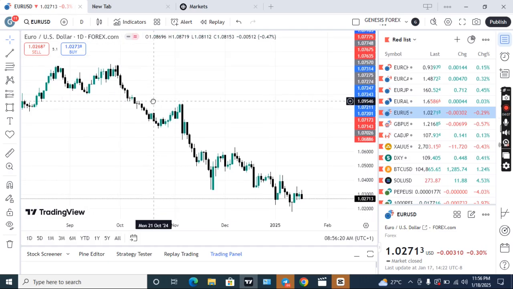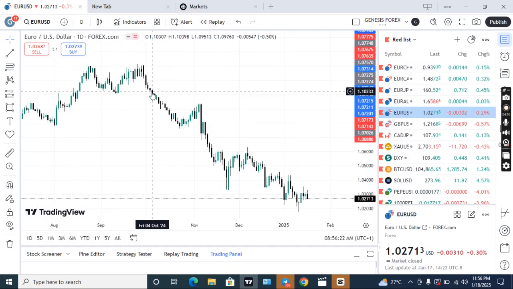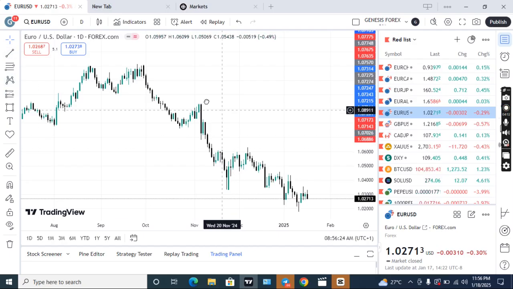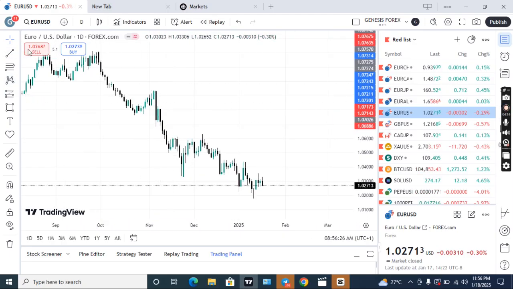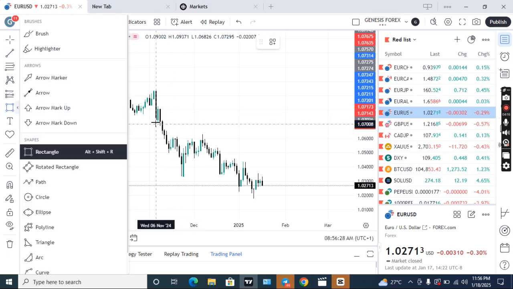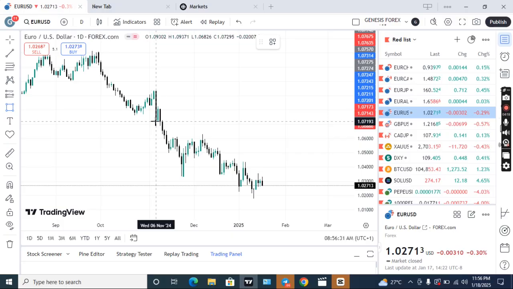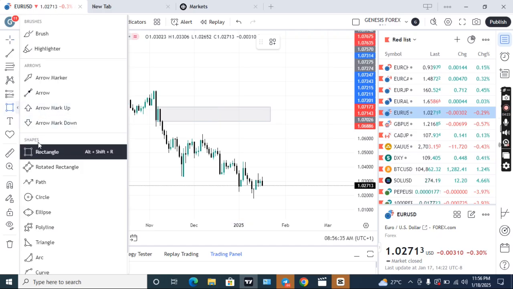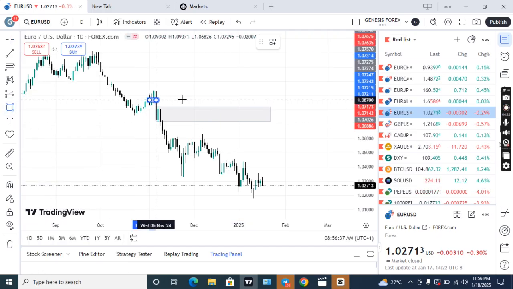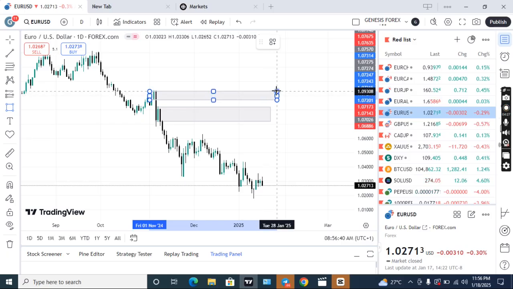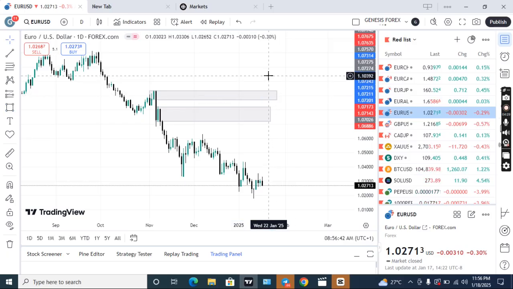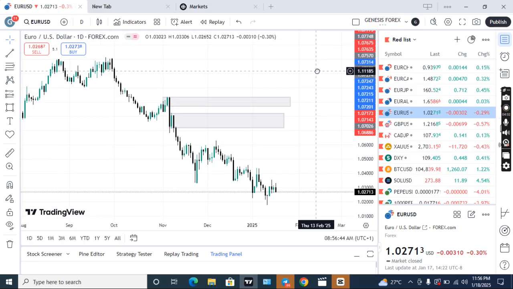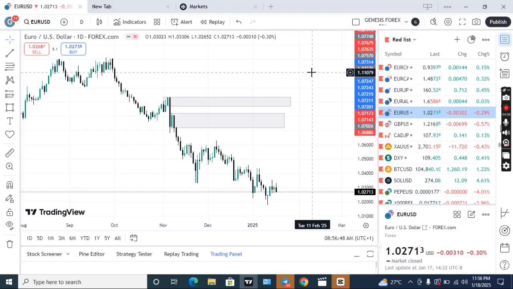So now let's look for what we can call an order block. We've seen our order block here. We've seen our order block here, and we've seen our order block here. But remember I said we have different kinds of order blocks in the market, and you have to be very wise in picking which order block you want to trade from.